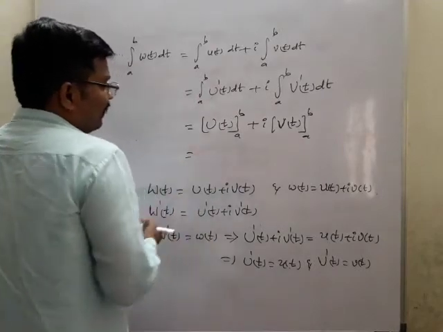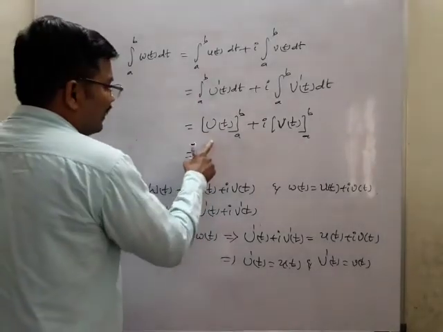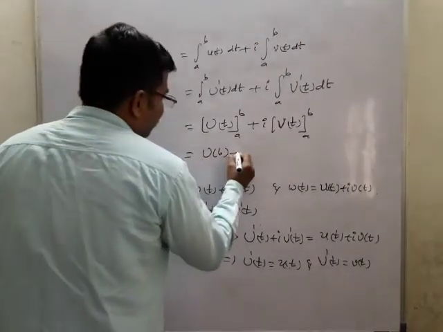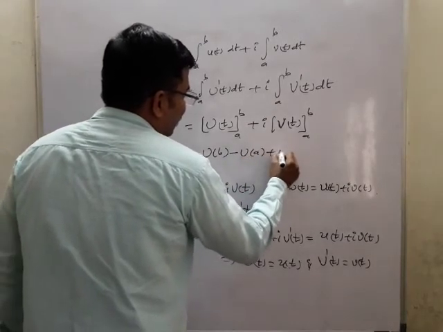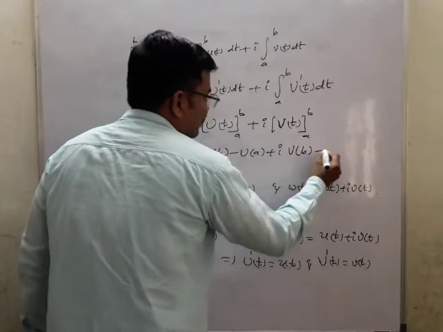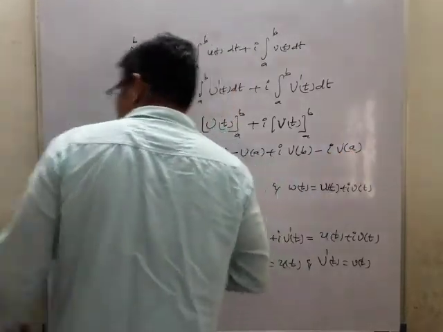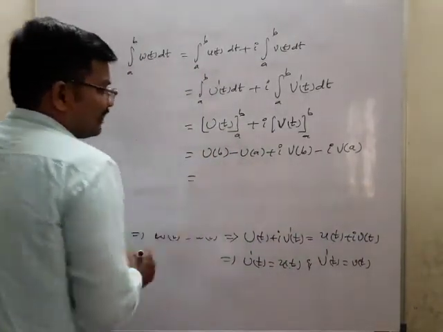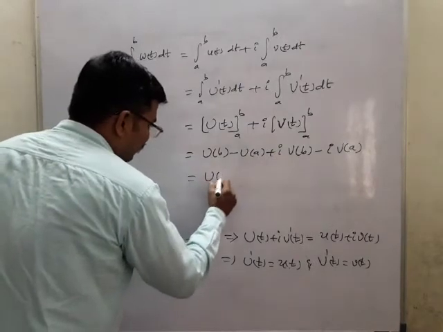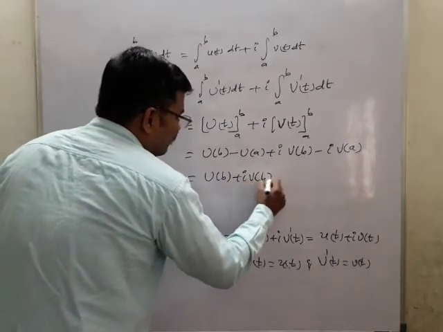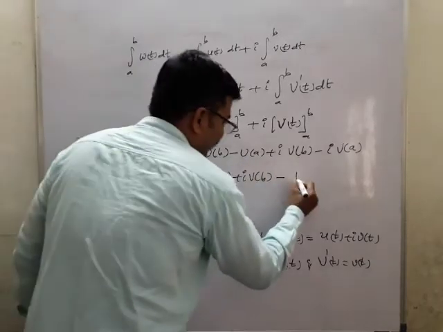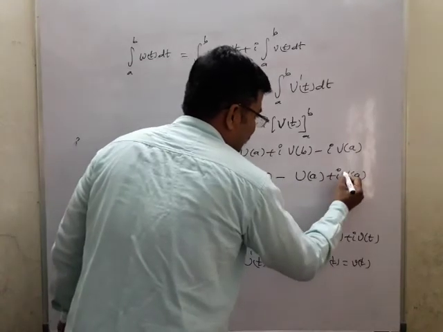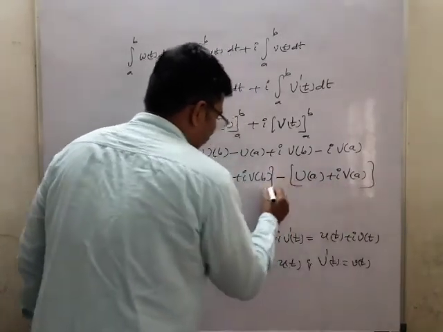So you will be getting u(b) minus u(a) plus i v(b) minus i v(a). The upper limit and lower limit have been substituted. So I may reshuffle this: u(b) + i v(b) minus u(a) + i v(a). This is capital W, which is what we have taken.